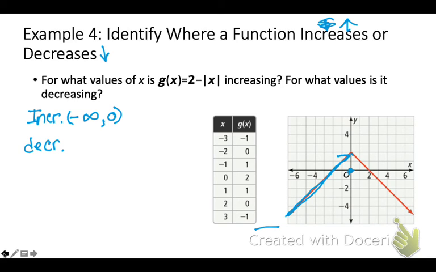At 0, you're looking at y's. When we talk about intervals, we're talking about x's. Always the x's. Now, what's it doing? Decreasing. And you go from 0 to positive infinity. Because 0 to positive infinity on your x's, what are your y's doing?